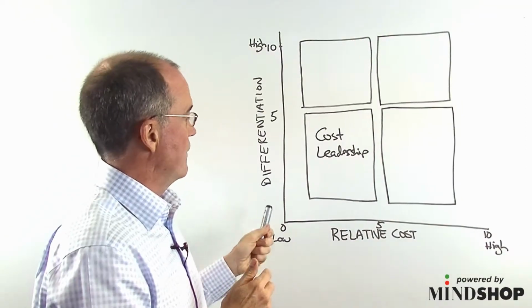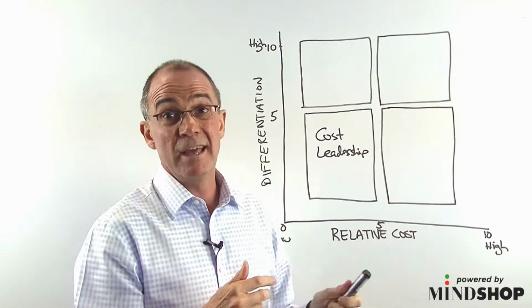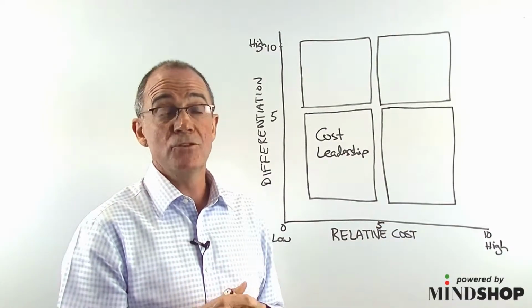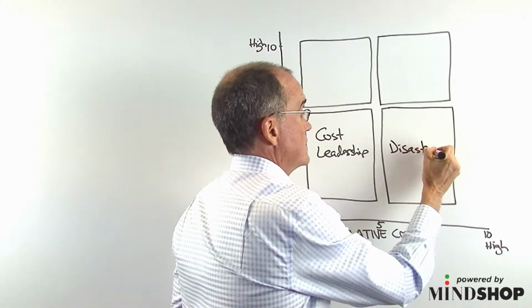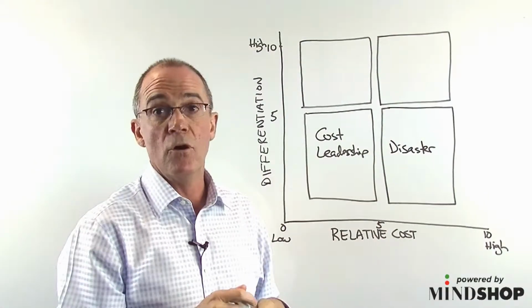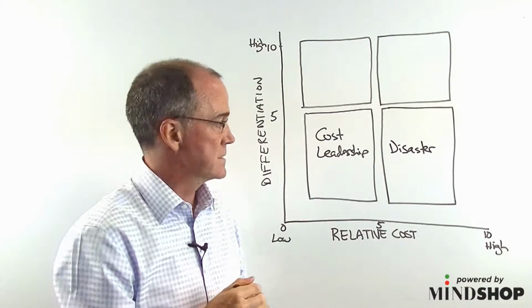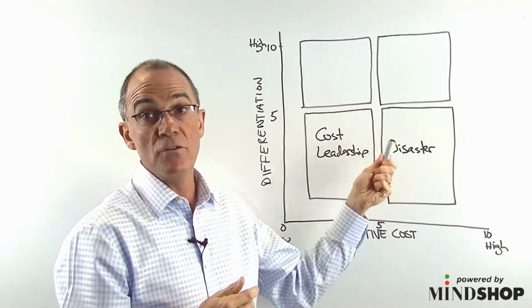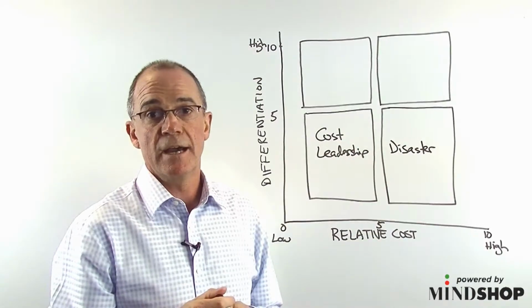If, however, you have low differentiation but you're high relative cost, then it's pretty clear to me, and I'm sure to you, that you're headed for disaster. It's only going to be a fool and his money that's going to actually decide to pay a lot more for something that they can get really cheaply at no difference. And your aim is to obviously move either down the cost line or up the differentiation scale.